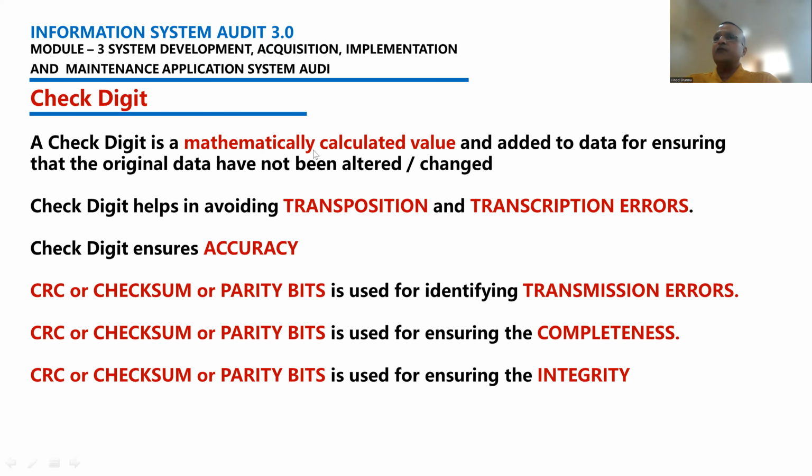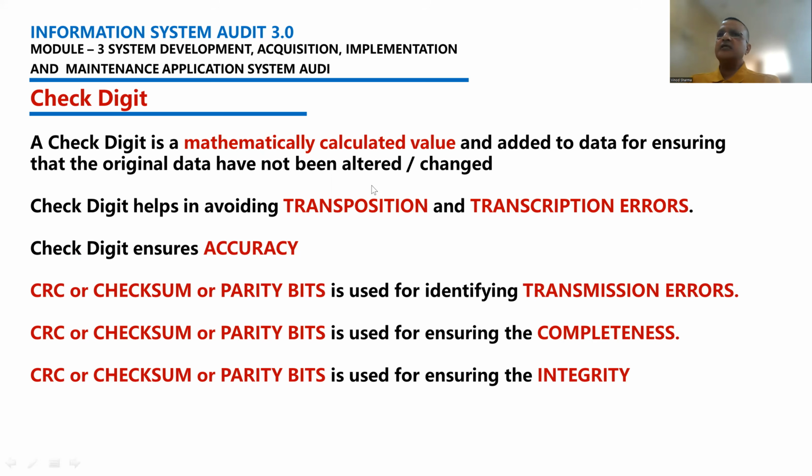Now, say for instance, there is a number, let's say 1, 2, 3, 4, 5, 6, and I have calculated a check digit by adding all these numbers and dividing by the number. Let's say, for instance, that is 4. So 1, 2, 3, 4, 5, 6, 7, and I have added the check digit 4.